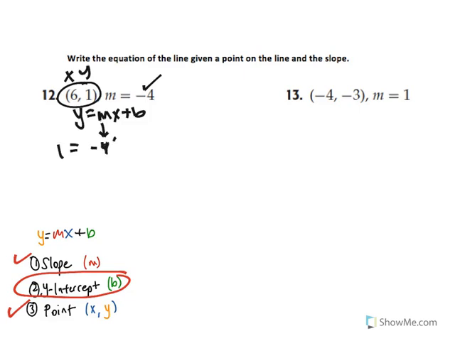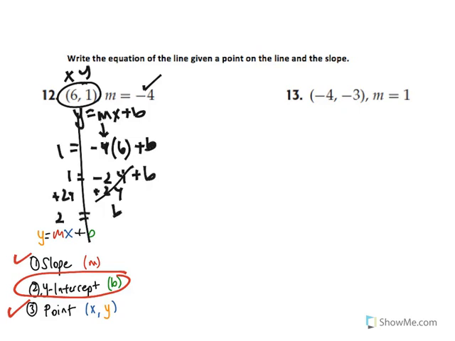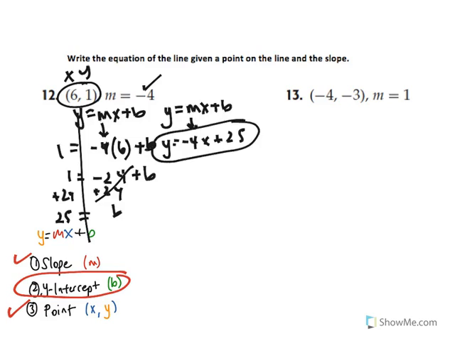So 6 is x, 1 is y, plus b. And now I substitute. So I get 1 equals -4 times 6 gives me -24 plus b, and I solve. Plus 24 on both sides, b equals 25. So now my equation, y equals mx plus b, I substitute a slope of -4, and my y-intercept is 25. This is the equation of my line.